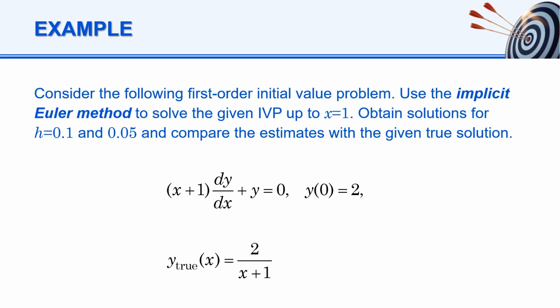Let us consider the following first-order initial value problem. We wish to use the implicit Euler method to solve the given IVP up to x equals 1. Obtain solutions for h equals 0.1 and 0.05, and compare the estimates with the given true solution.